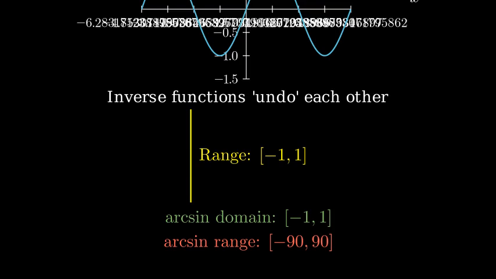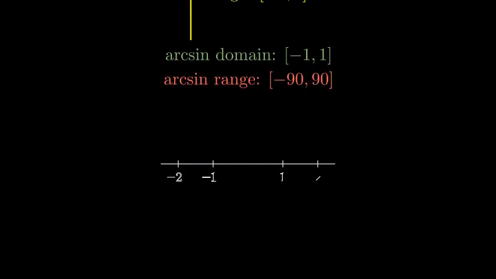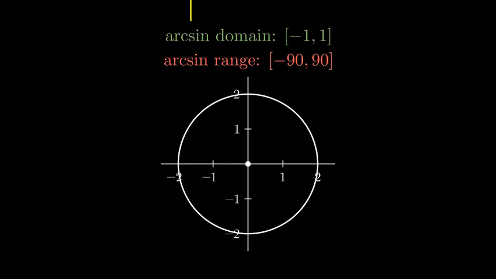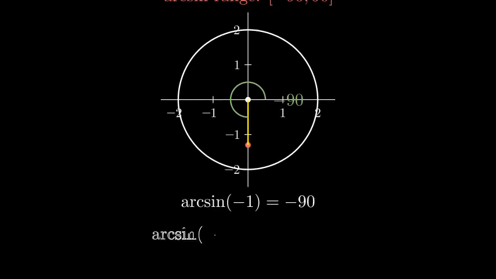Let's visualize this on the unit circle. When we're looking for arcsine of -1, we're asking, at what angle does sine equal -1? On the unit circle, sine represents the y-coordinate. When the y-coordinate is -1, we're at the bottom point of the circle, which corresponds to -90 degrees, or -pi/2 radians. So, the inverse sine of -1 equals -90 degrees, or -pi/2 radians.